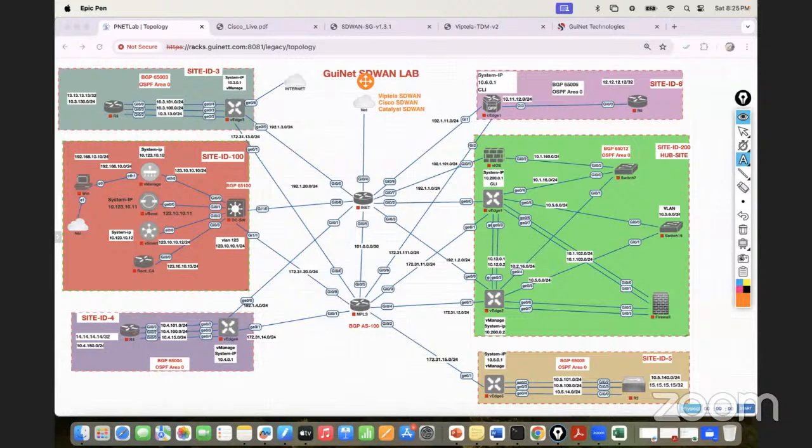So if someone asks you, do you know SD-WAN Catalyst? Do you know SD-WAN Viptela? Do you know SD-WAN Cisco? The common answer after completing this course is, yes, I know all three. Okay, why all three? Let me explain the history. This is the history of Cisco SD-WAN. You should also know the history of the Cisco SD-WAN solution.